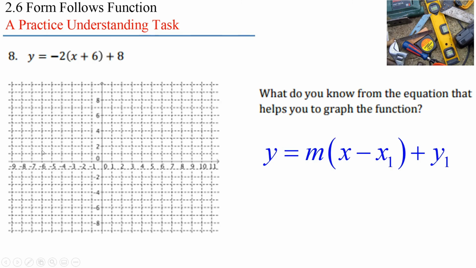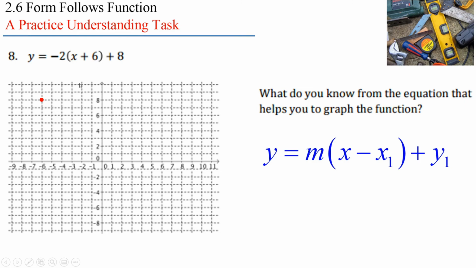Let's go up 1, 2, 3, 4, 5, 6, 7, 8. I think that's my 8 right there. So I have a point right there. There we go. And again, know your x sub 1 and your y sub 1. x sub 1 is always the opposite of this number, and y sub 1 is always this number. So -6, 8. There's the point. -6, 8 right there. And now my m is -2.